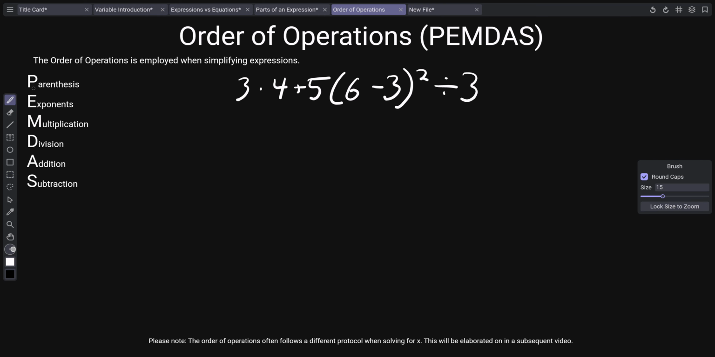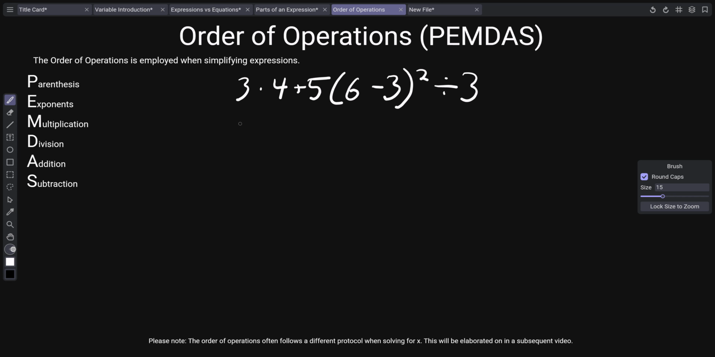So, I'll give you an example of how this works. We're going to simplify this expression. This is a pretty long expression, but I wanted to cover a lot with just a single expression. So, order of operations, first thing is parentheses, so let's start there.